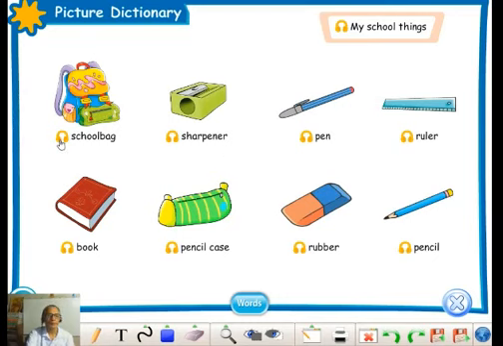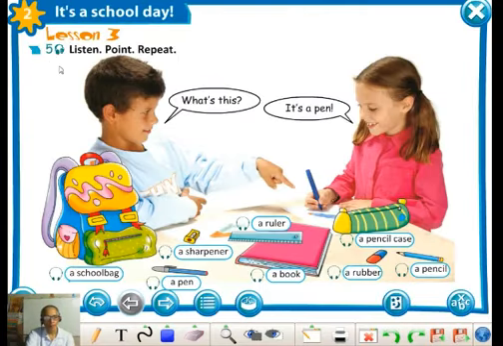School bag. Sharpener. Pen. Ruler. Book. Pencil case. Rubber. Pencil. Listen, point and repeat.